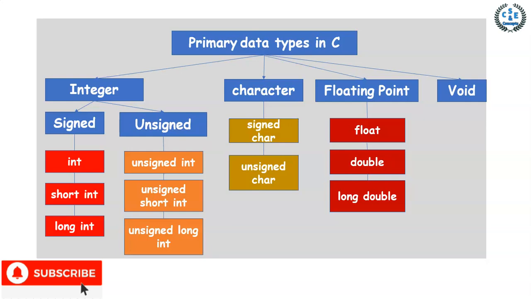Primary data types are classified as integers, characters, floating point, and void. Integers are further classified as integers, short integers, and long integers. For this classification of integers, it uses the qualifiers signed and unsigned. Characters are classified as signed characters and unsigned characters. Floating point data type is classified as float, double, and long double. Void does not have any further classification.